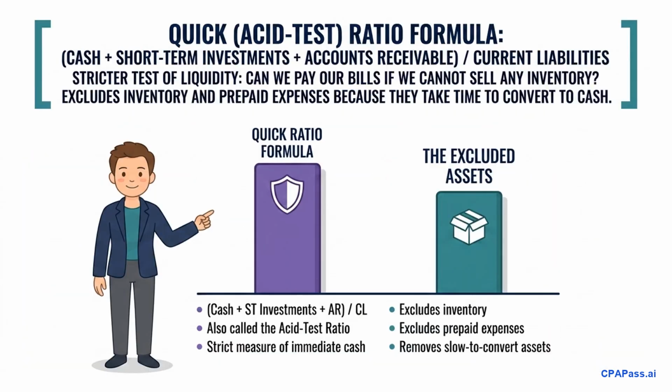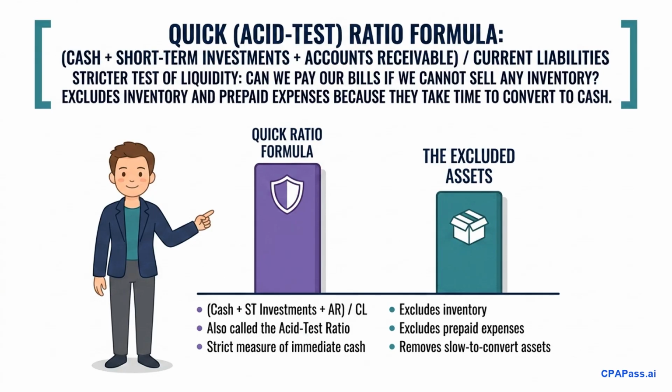To address the limitations of the current ratio, we use a stricter metric, the quick ratio, also known as the acid test ratio. This ratio asks a tough question: can we pay our short term bills if we cannot sell any inventory? The formula is cash plus short term investments plus net accounts receivable, all divided by current liabilities.